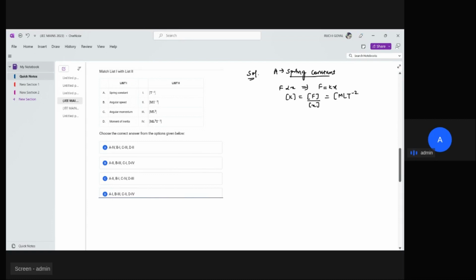F is force. What is the dimension? M L T^-2. And this X is the displacement. It is in L, meters. So what are the dimensions of K here? M T^-2, right? These are the dimensions of spring constant. So the spring constant is matching with which one? M T^-2 is in the second option. So this is second.